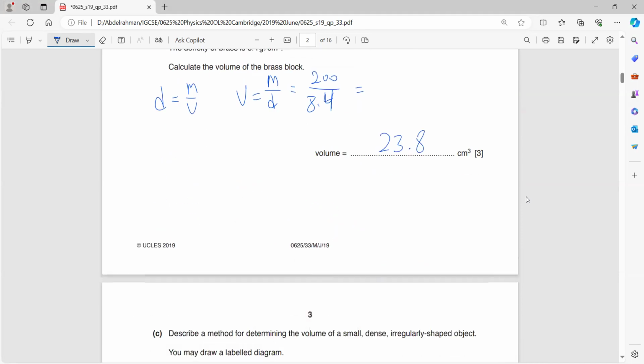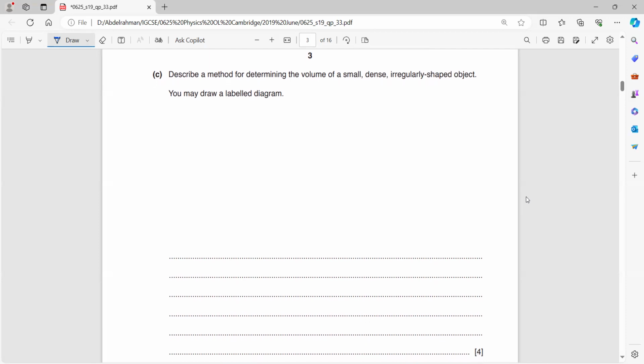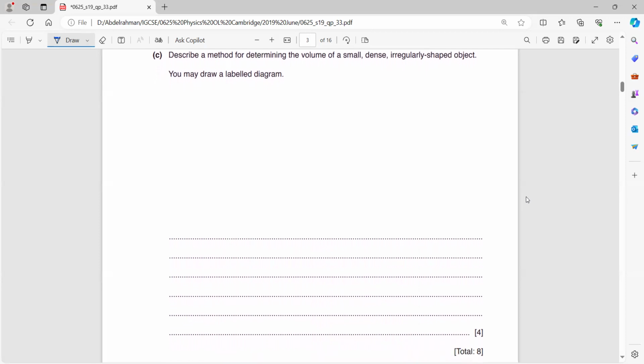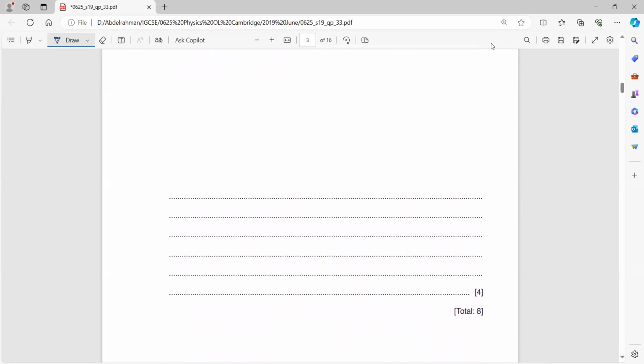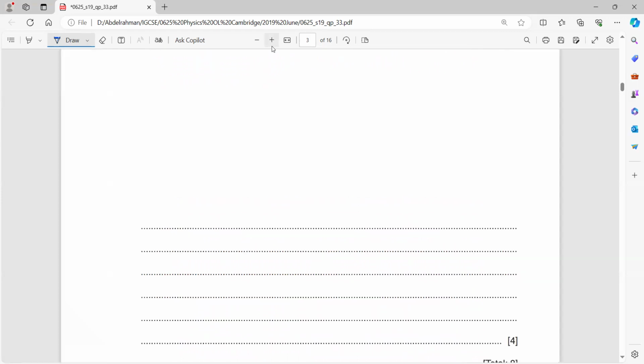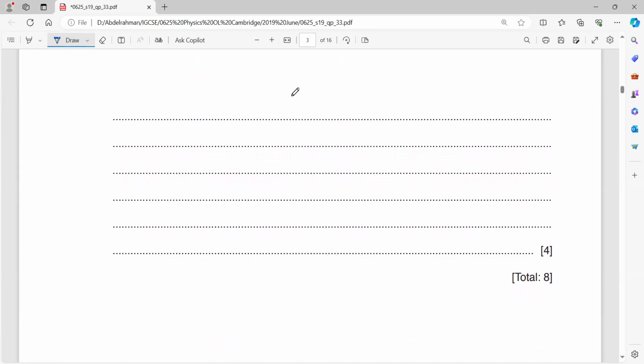Next question. Describe a method for determining the volume of a small, dense, irregular shaped object. How can I find the volume of an irregularly shaped object? What is the method that I should use? We get a measuring cylinder, put water inside, and measure the volume of the water before we put in the stone. Okay, nice. So add some water.